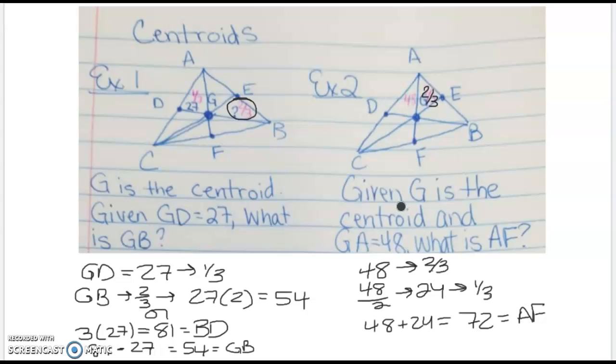And this concludes our application of our centers of triangles.